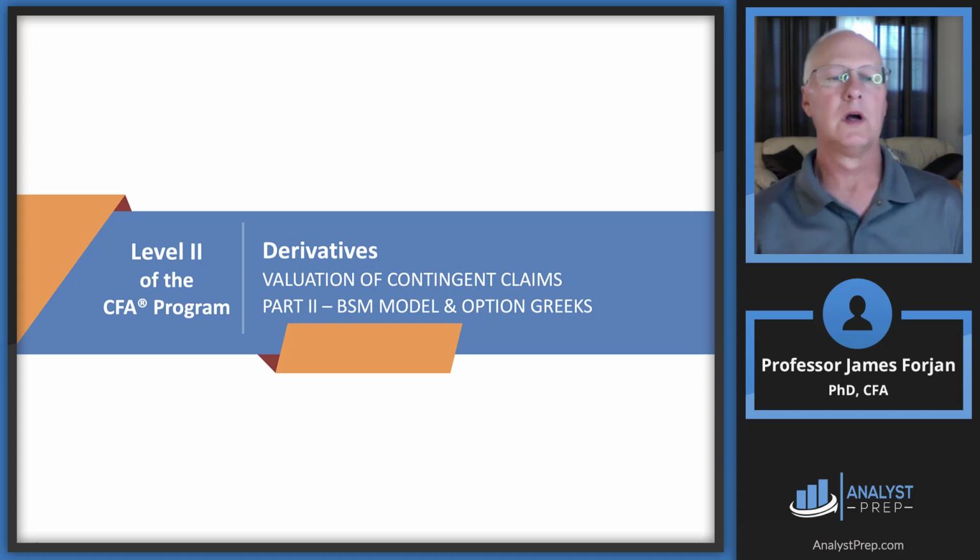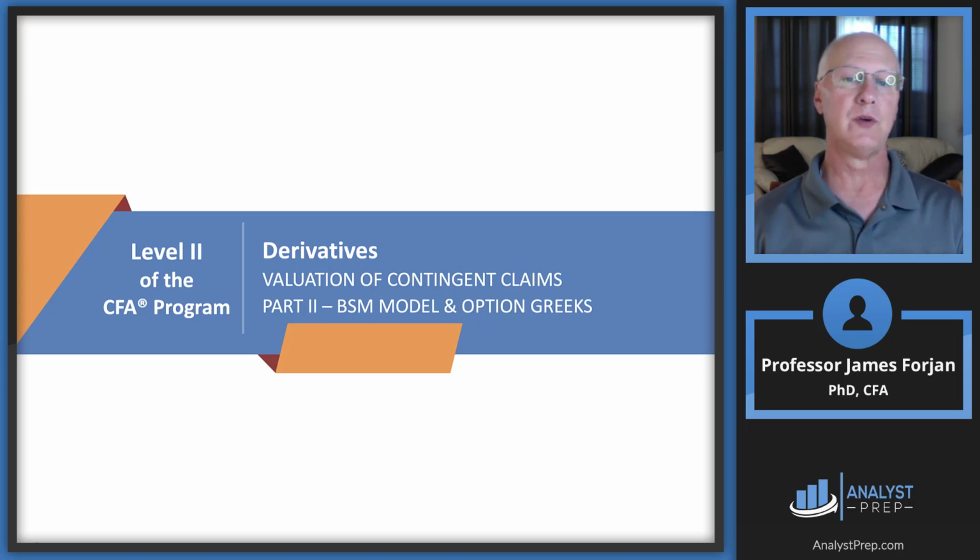This is level 2 of the CFA program, the topic on derivatives and the reading on valuation of contingent claims. And this is part 2, the Black-Scholes-Merton option pricing model. Let me just remind you that part 1 was the binomial option pricing model, in which we showed you that the price of a call and a put option is really nothing more than a present value. And so that binomial model was consistent with asset pricing that we've learned throughout the CFA program. And the Black-Scholes-Merton option pricing model is going to be no different.